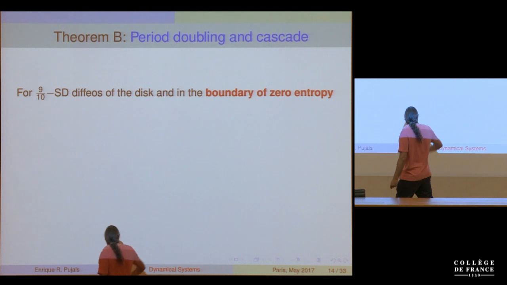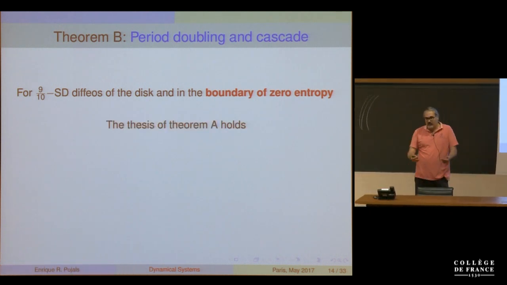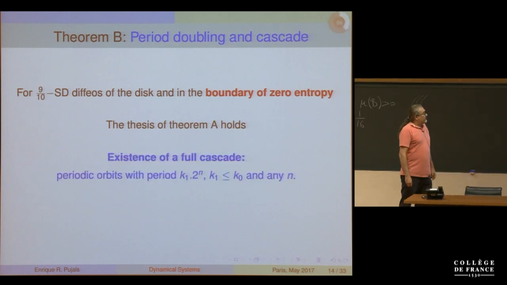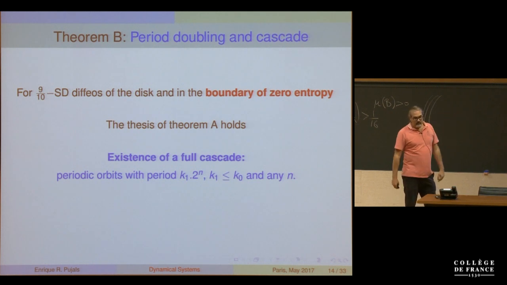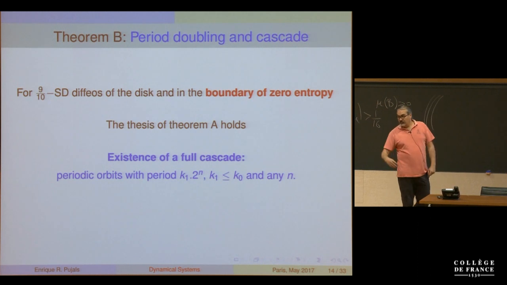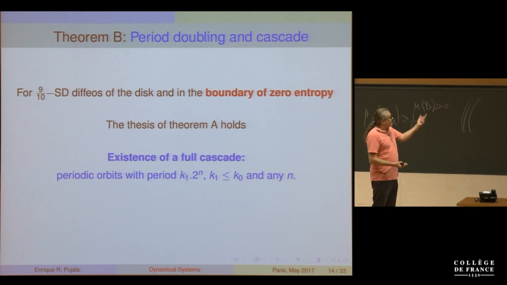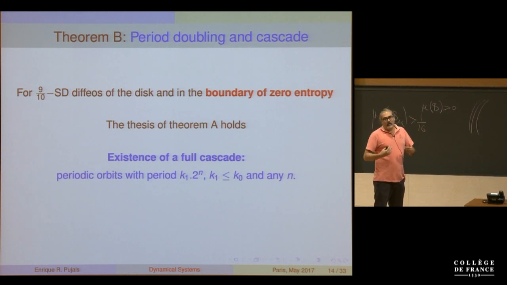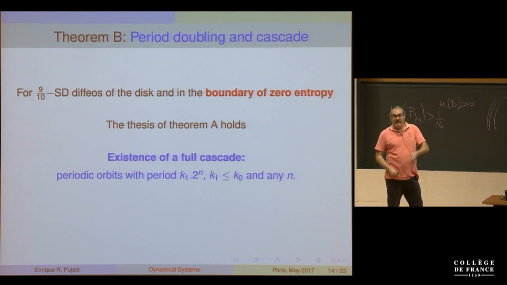It's about the boundary of zero entropy. Of course, the thesis holds, because if you are in the zero boundary, you are also zero entropy. But you have a full cascade. This means that you have periodic orbits with period K1 times 2 to the n, with some K1 bounded, not all K1 below K0. There is a K1 that is bounded by this K0, and you have all these periodic points, infinitely many. So basically, as the conjecture of Tresser says, you can recover the one-dimensional result up to this K factor.